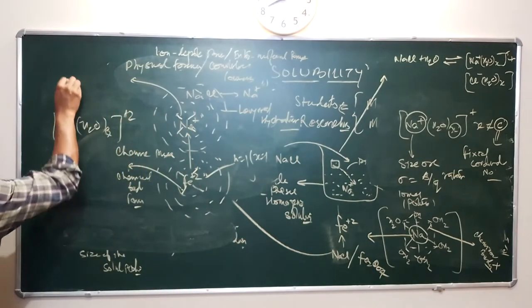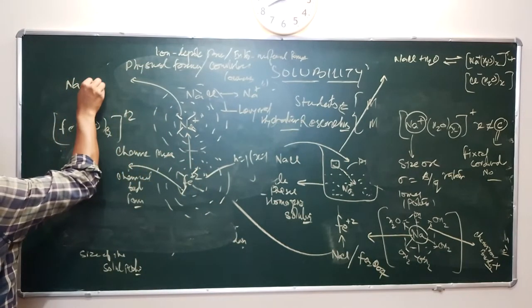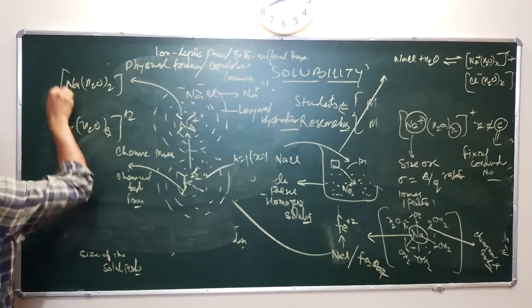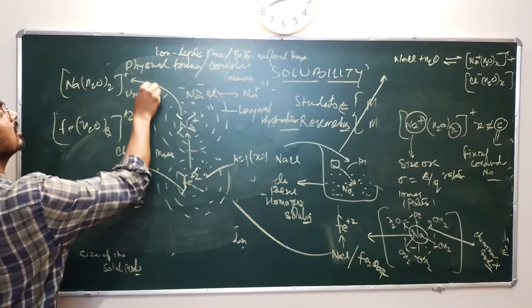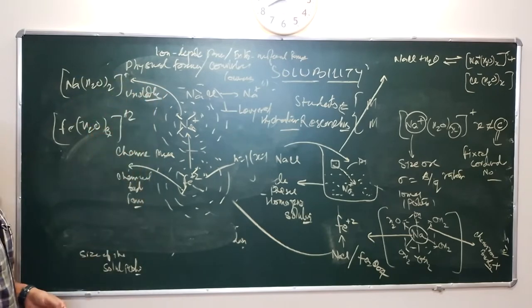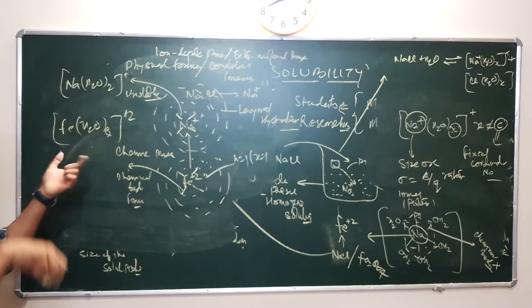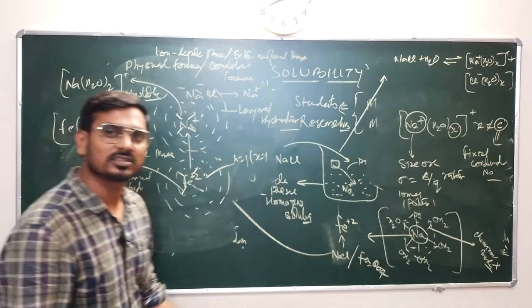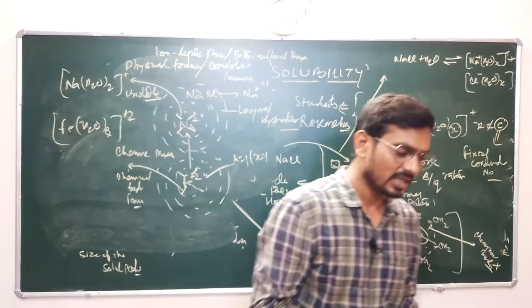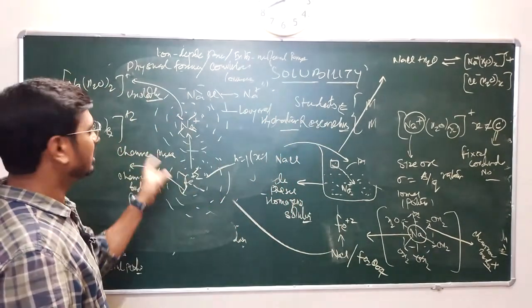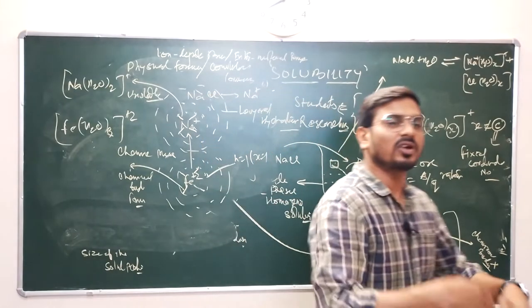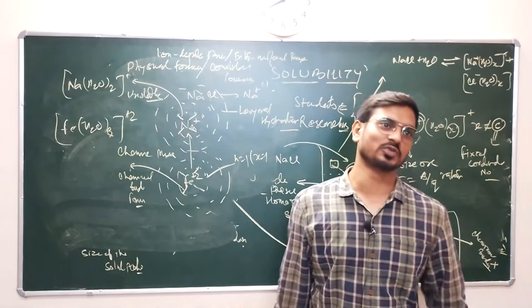And here what will happen? NH2X, this is unstable. Just a hydrated complex, and it is a coordination complex. You can separate it, it is stable. This has received CFSE stabilization, which is studied in coordination chemistry. The character of a metal decides the kind of interaction, but after all, it will result in a true solution.